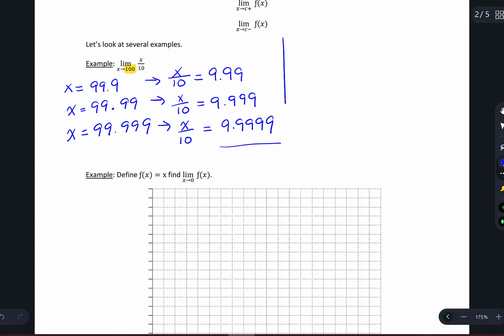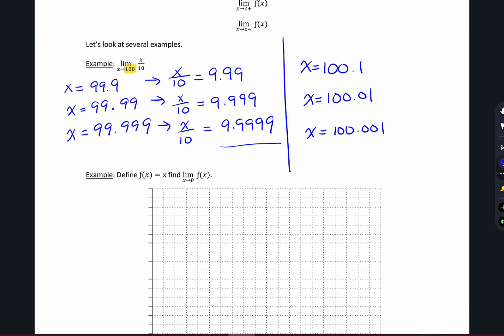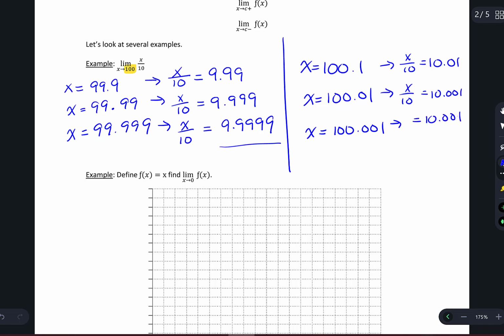Now what if we came in from the other direction? What if x were equal to 100.1? Or x was equal to 100.01? Or x was equal to 100.001? Notice for all three of these, we're not equal to 100, we're greater than 100, but we're getting very, very close to 100. And same as when we were less than 100, we can evaluate x over 10, and we find values that are getting increasingly closer to 10, but not equal to 10.